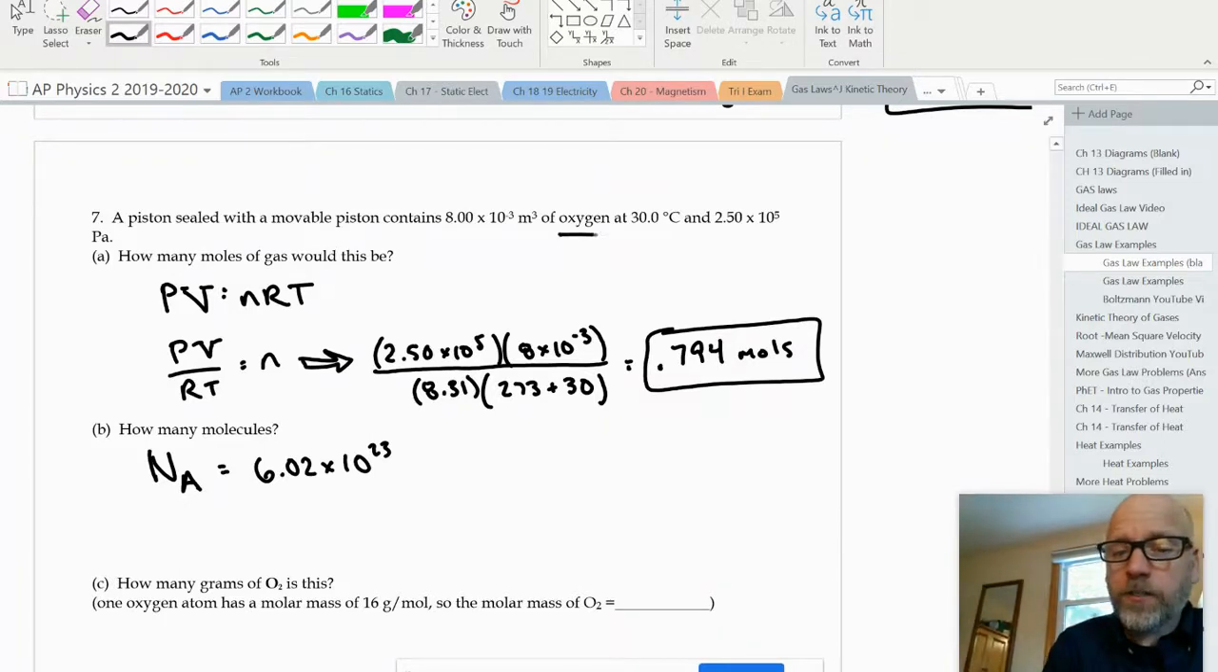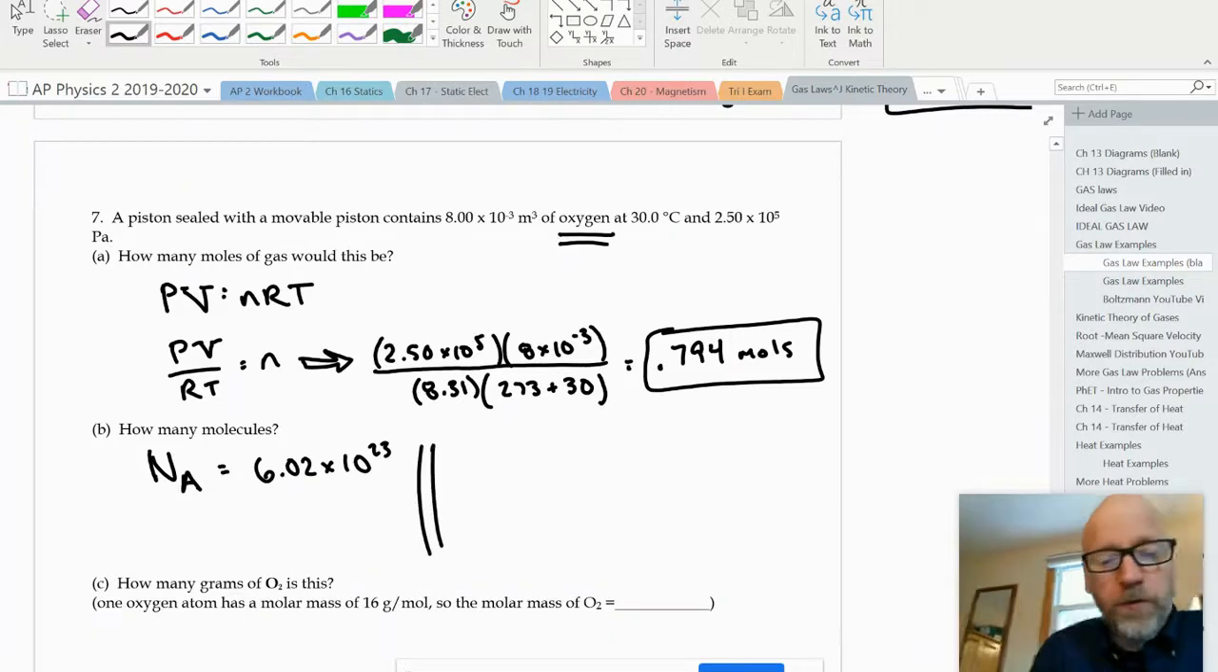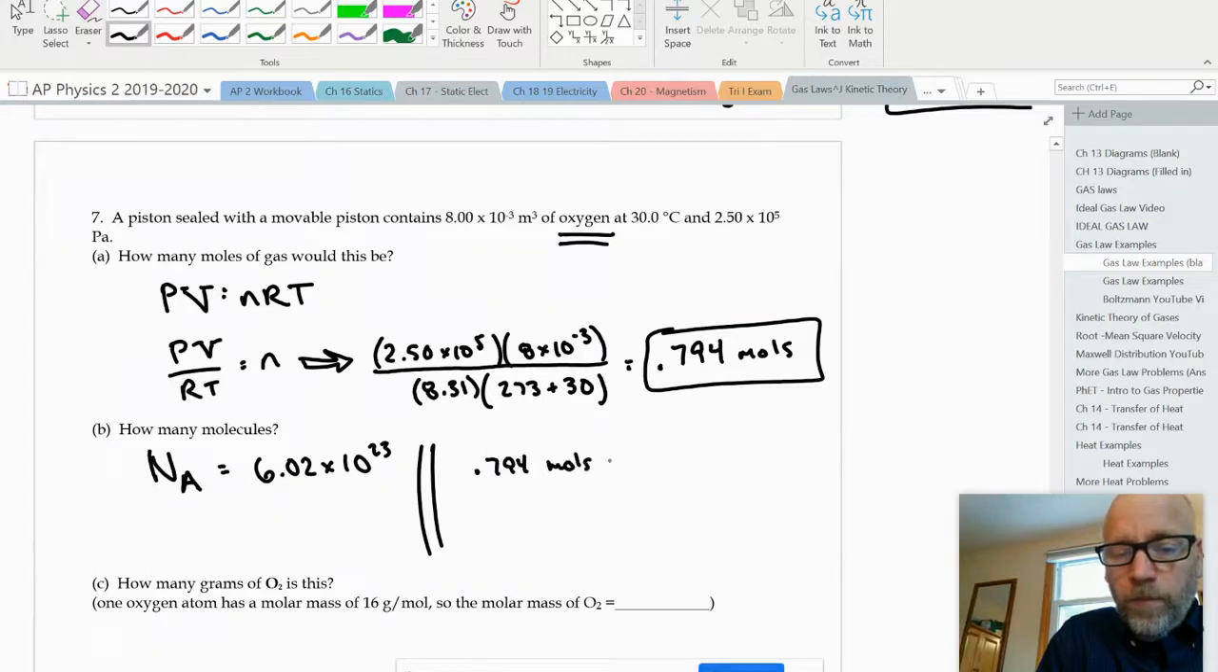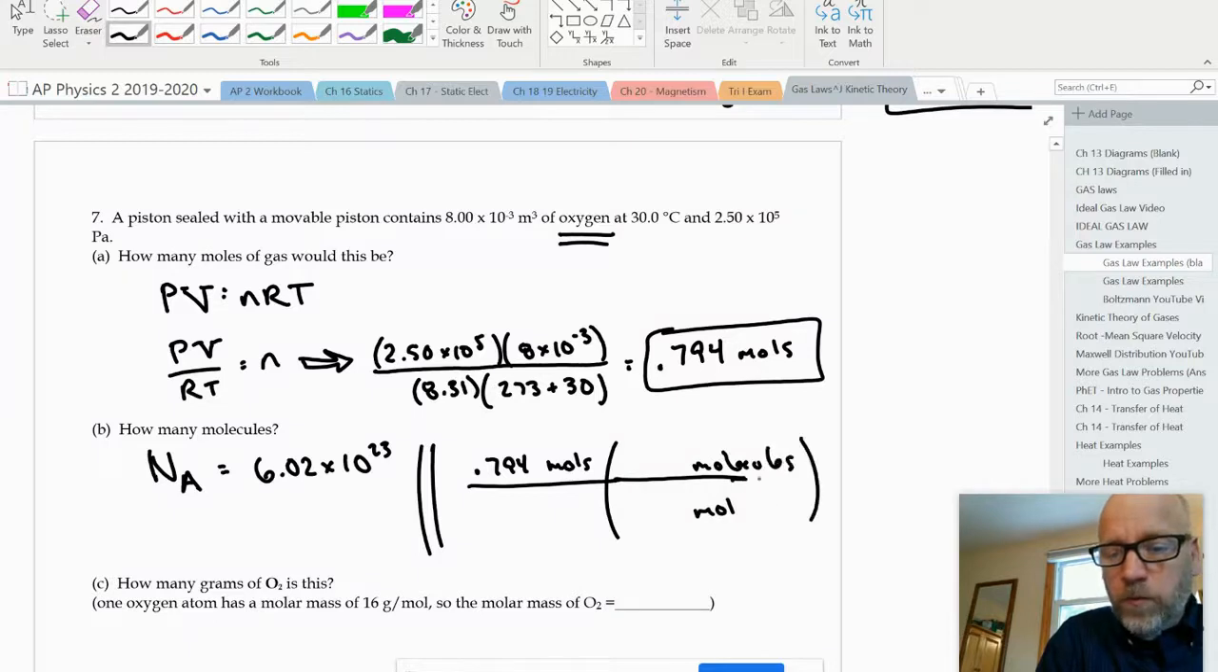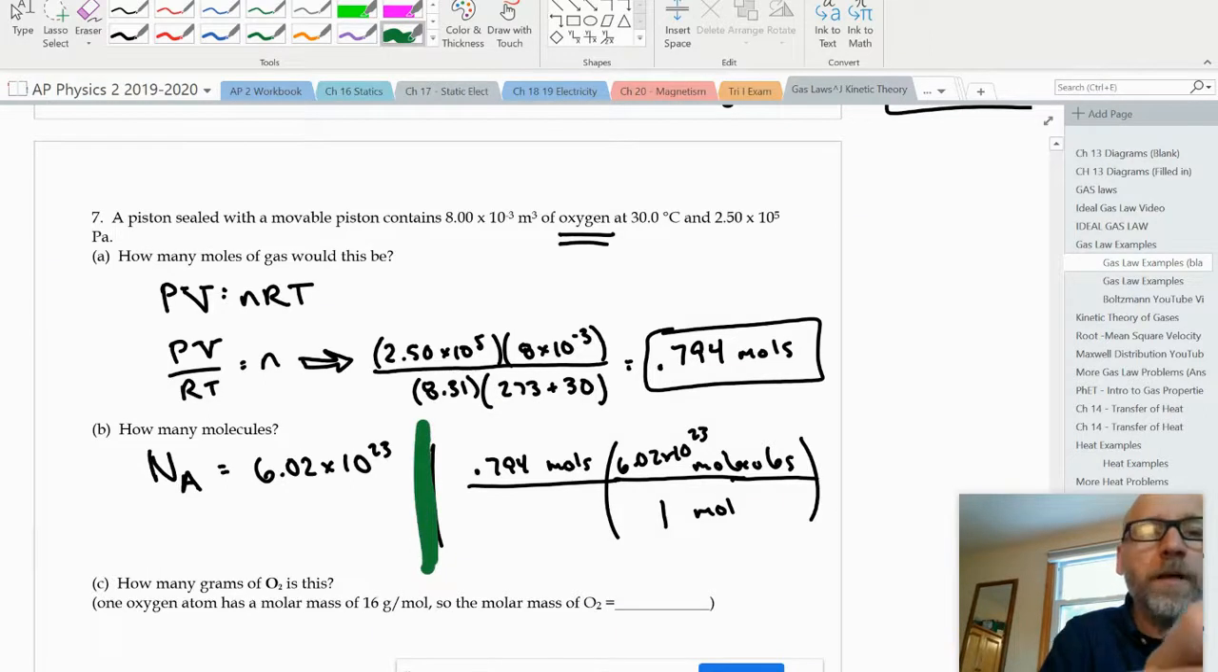So for oxygen, that was review. If I have 0.794 moles of oxygen, and I know that for every mole there's this many molecules or atoms, depending what we're talking about, 6.02 times 10 to the 23rd. What do you get? Did you punch it in already? Joel, I know you already got an answer.